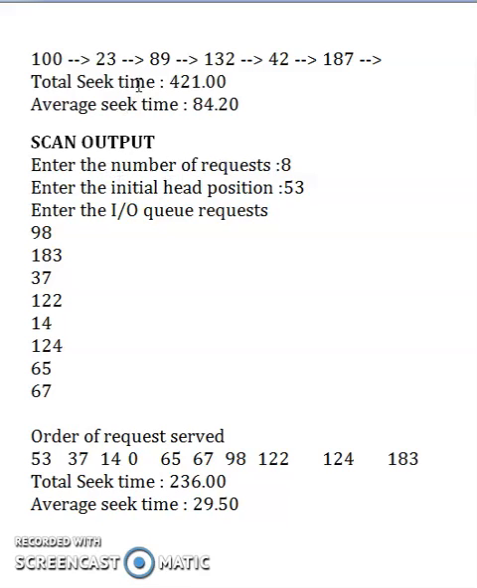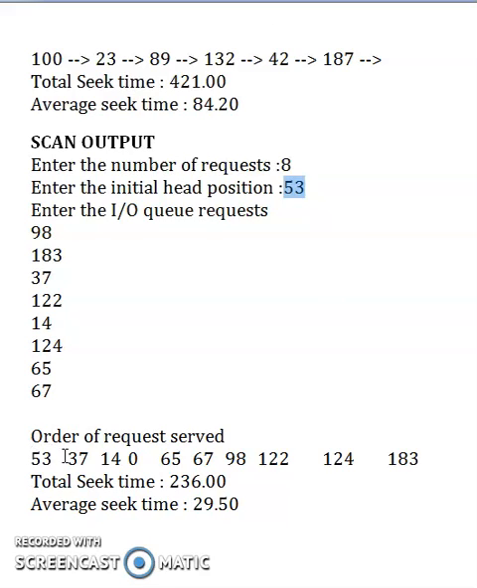This is the case for the FCFS output. Related to the SCAN output also, some requests will be given. In this case, the initial head position is given as 53, and the number of requests is given as 8. The order of requests that will be served starts with 53. Then you need to move either to the left or to the right, towards increasing or decreasing addresses in your process.